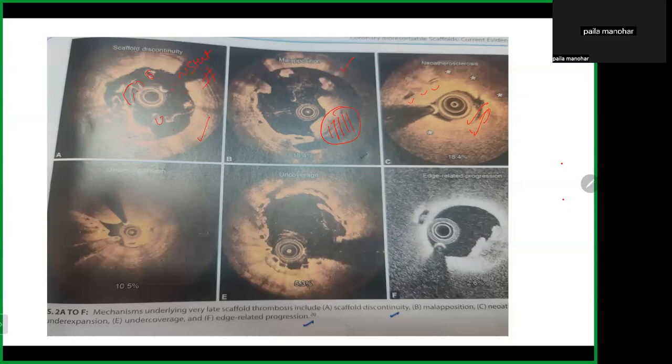So this is under expansion, because if you don't post-dilate the balloon... PSP: pre-dilatation, selection and post-dilatation, 0.5 mm with the neo-intimal vessel. Otherwise, under expansion will be high with this, because the way the scaffolds dilate is entirely different from a normal drug-eluting metallic stent. Next, edge-related progression is also more with scaffolds.